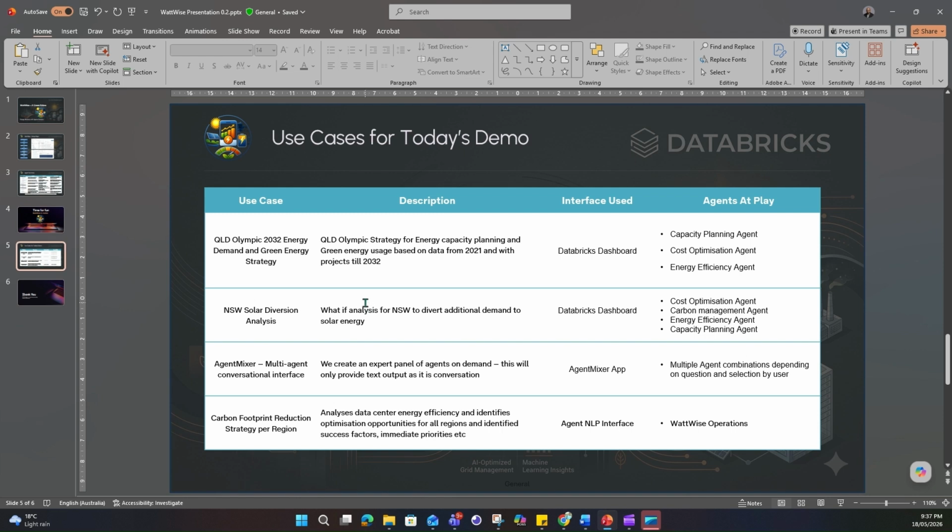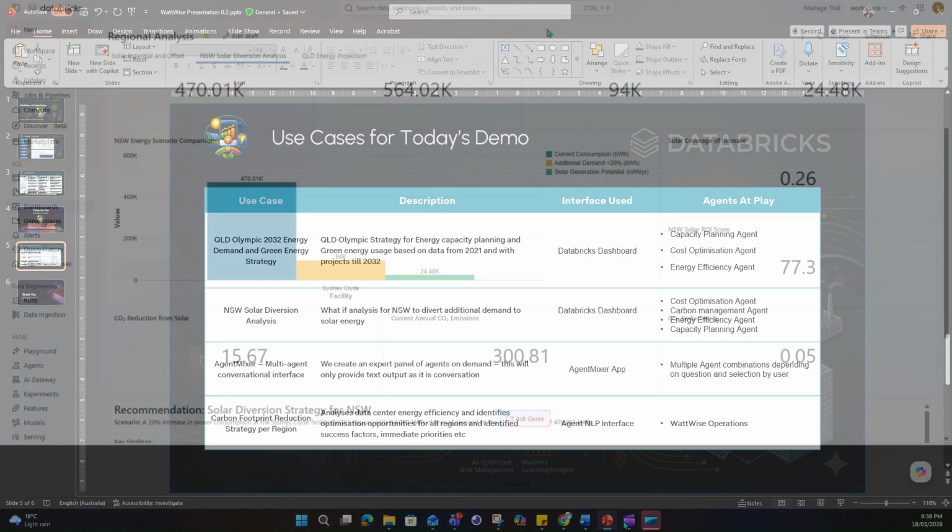One is the Queensland Olympic, one is NSW solar diversion, and we will have a few more. We have created an interesting agent mixer app where we can query multiple agents together on a certain question in a conversational interface and get incremental outcomes from them. It's a more drag and drop kind of agent mixer. Then we will also show the agent NLP interface on WattWise operations, where we have created a use case to view. And of course, you will see DataBricks dashboards for the other use cases. We shall look at some of the dashboards.